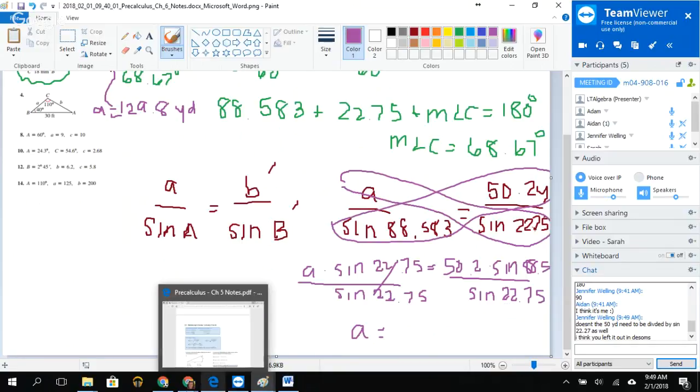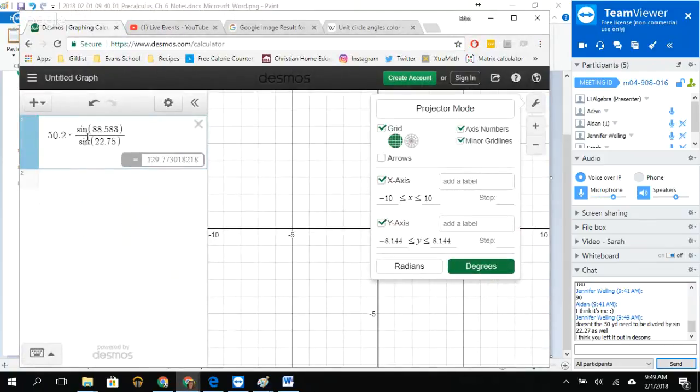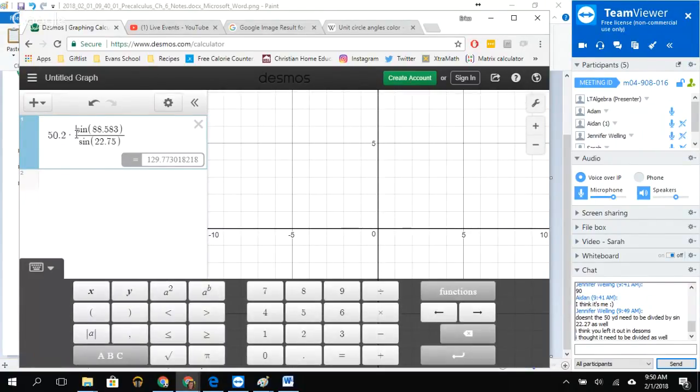Oh, did I leave it out in Desmos? Let's see. I think it's, yeah. So 50 times the sine of 88.5 divided by the sine of 22.75. Cool. Oh, it needed to be divided. Oh, yeah, it's just the way that it's written. I see what you're saying, I'm multiplying it twice. You'll actually end up the same way just because we're just breaking apart the multiplication and division. But I'm glad that you checked that because sometimes that does affect it. Yeah, good question.